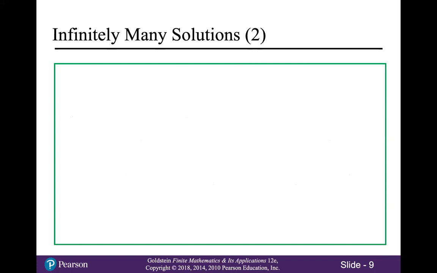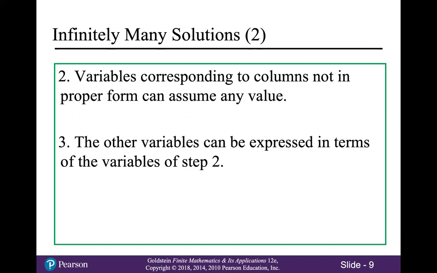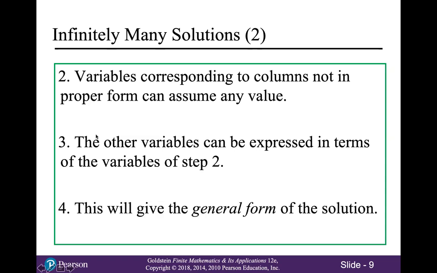And this will make a lot more sense when you see an example. So don't panic. Variables corresponding to columns not in proper form can assume any value. The other variables can be expressed in terms of the variables in step 2. This will give the general form of the solution. So you'll see what I'm talking about here in just a minute.